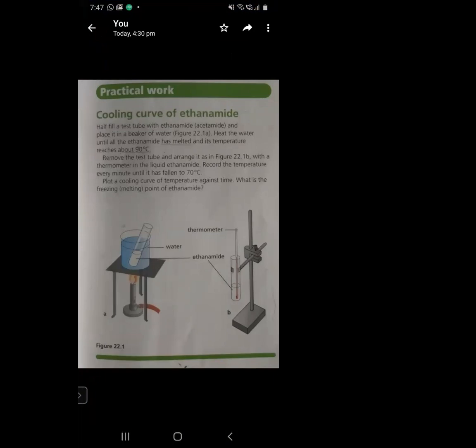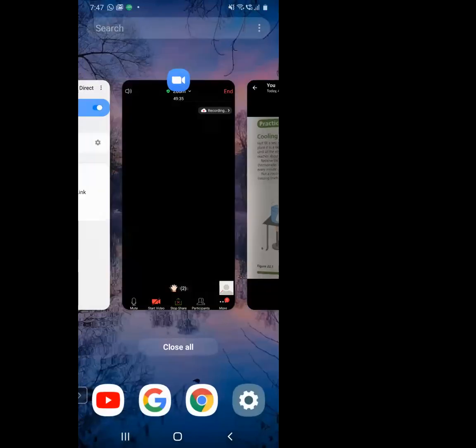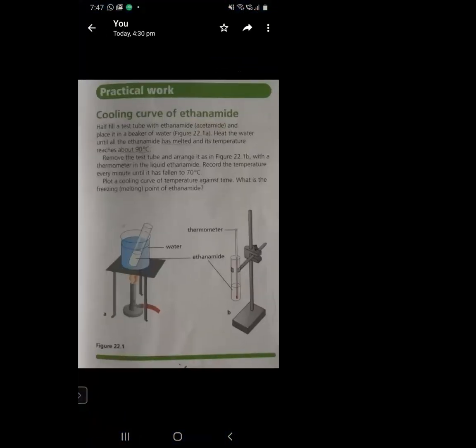Okay, so the advantage of using this setup, B, is that we don't want the test tube to be in physical contact with anything else. Why? Because physical contact would cause loss of heat due to conduction, and that would affect our cooling curve. Then we would not get the right temperature readings on the thermometer. That will cause loss of heat due to conduction, and so our cooling curve will be wrong. We don't want that. So that is why we want minimum contact, as little contact as possible.